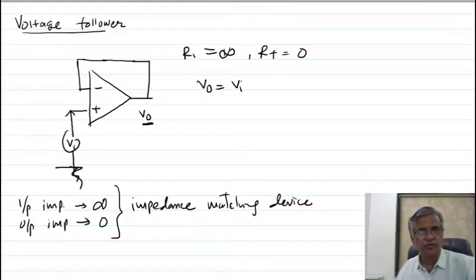Listen, only a few important points I am telling you. If in a non-inverting amplifier we take R1 equal to infinite and RF equal to 0, then the circuit is a unity gain amplifier and is called a voltage follower. In this circuit, the output follows the input voltage. It has a very high input impedance and very low output impedance, so it can be used as an impedance matching device.